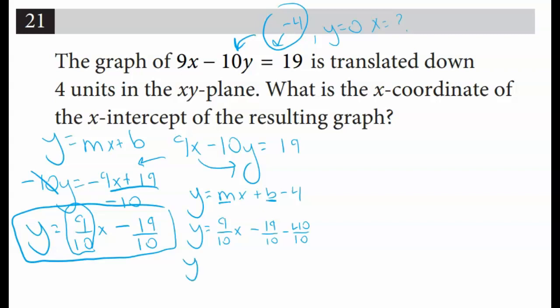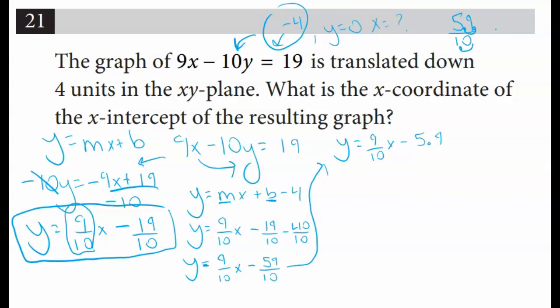And what we get is this equation: y equals 9 over 10 x minus 59 over 10. And what I would like to do is pull it up here. I think all this being over 10 is a little confusing. What I'd like to do is y equals 9 over 10 x minus 5.9, because 59 over 10 would just be moving the decimal point 1 unit to get 5.9 over 1. And so this becomes 5.9.